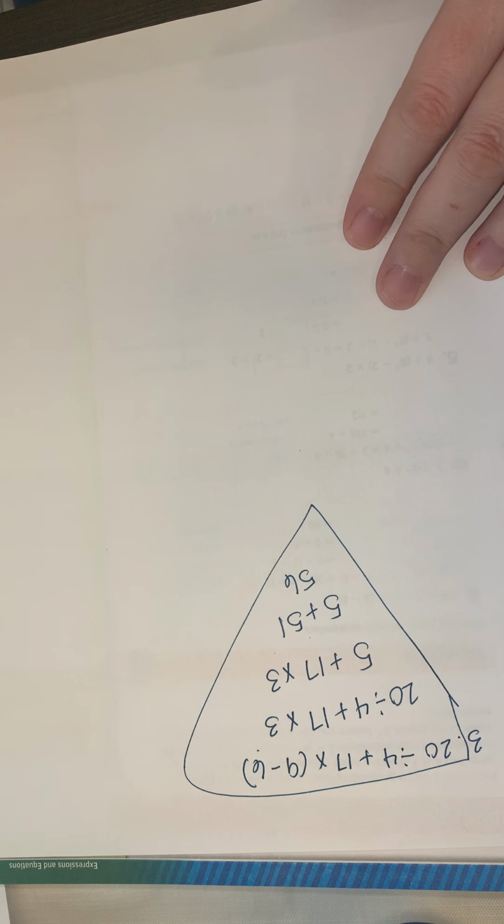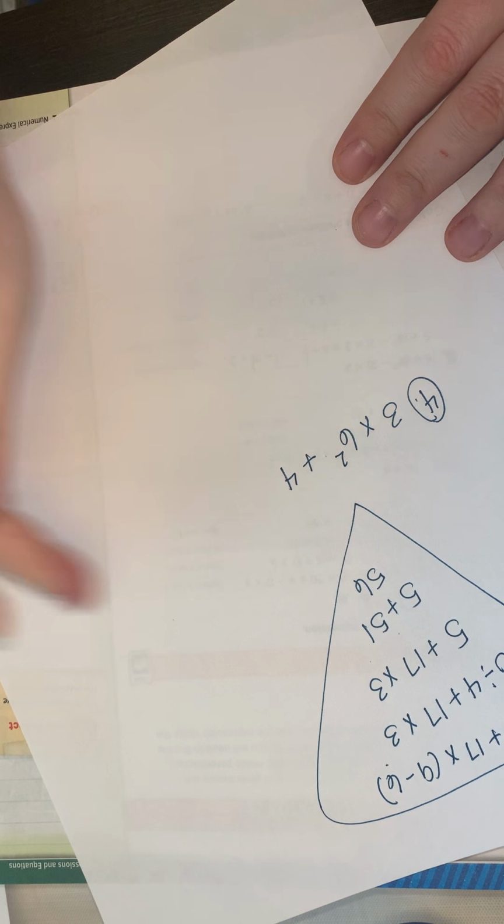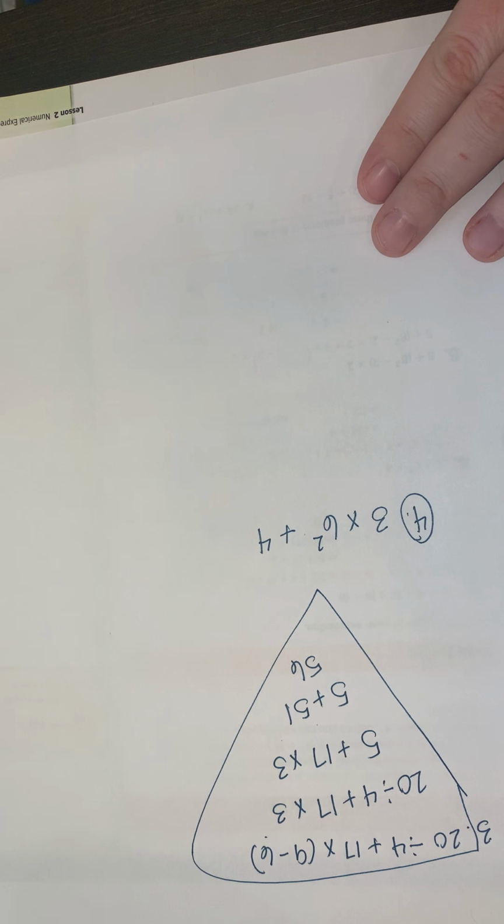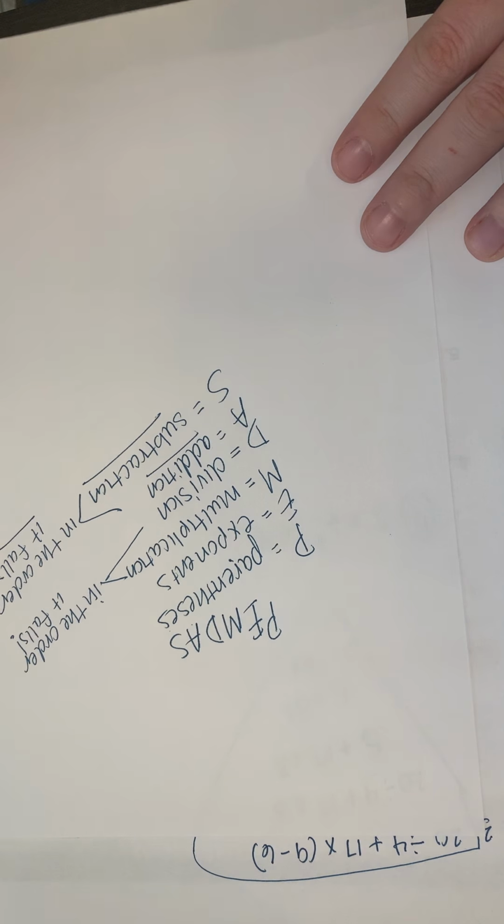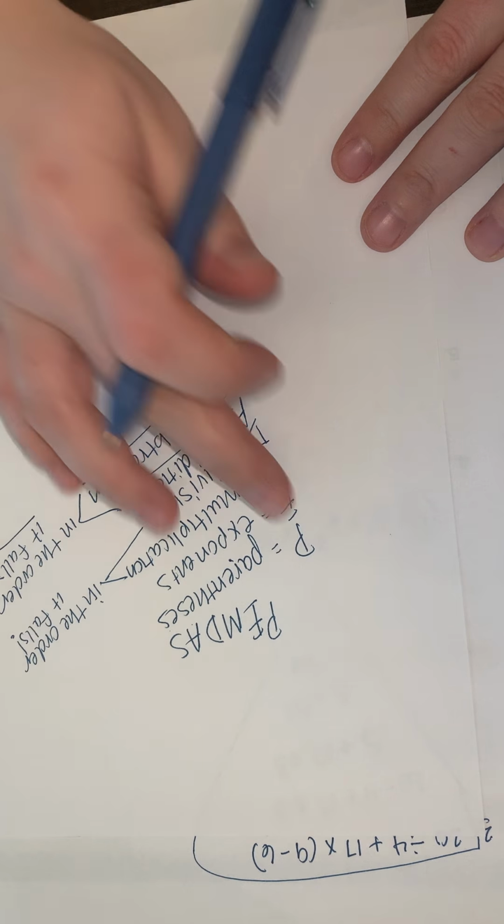We have 3 times 6 to the second power plus 4. So, pulling my chart back, do I have parentheses? Nope. Do I have exponents? I sure do right here. So 6 to the second power means 6 times 6, which is 36, plus 4.